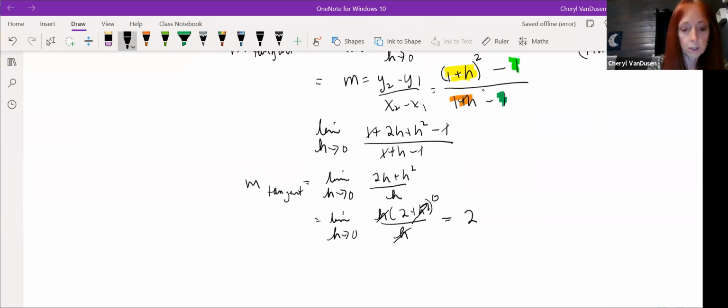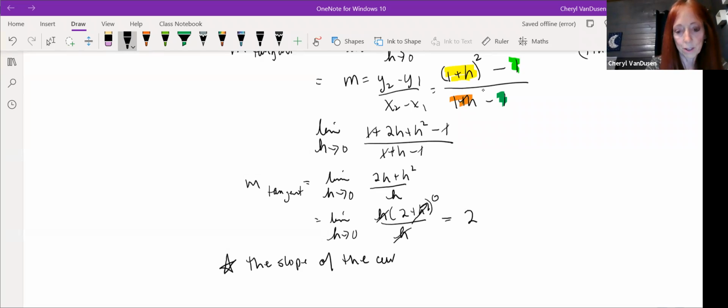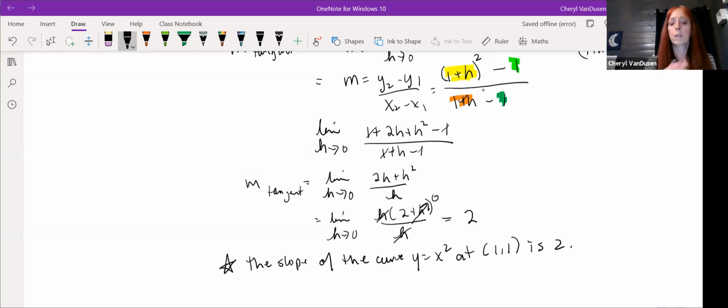What this tells us is the slope of the curve y equals x squared at the point 1, 1 is 2. The slope of the tangent line tells us the slope of the curve. That is the whole basis for what we're trying to look at when we talk about doing derivatives.